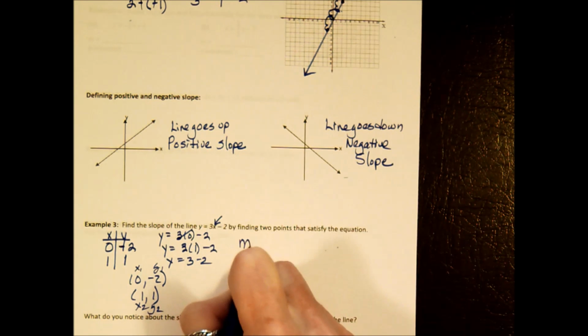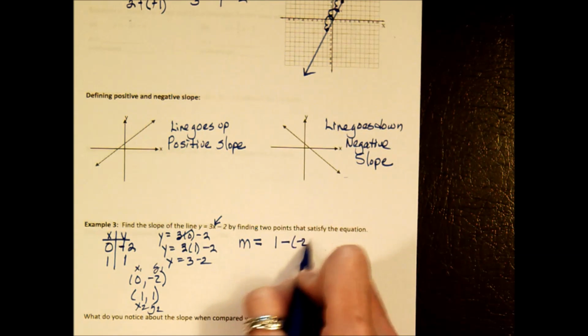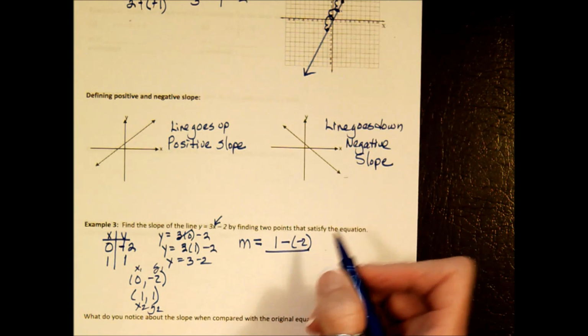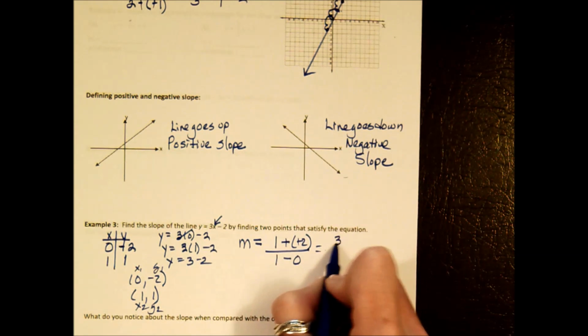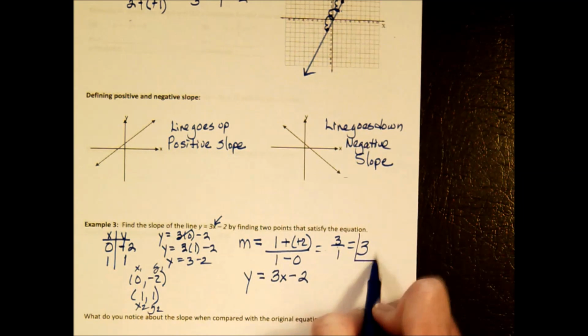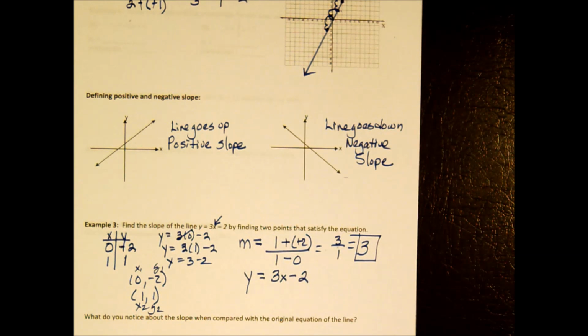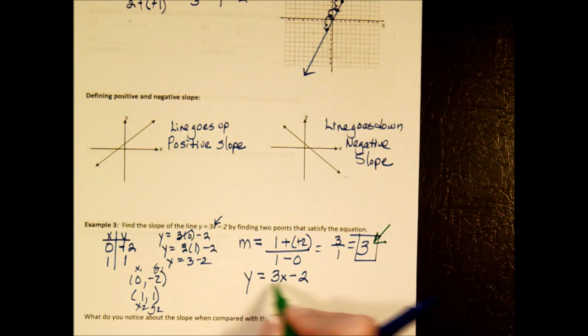So to find the slope between those 2 points, I'm going to use these 2 points now. It's going to be y2 minus y1 over x2, which is 1, minus x1, or 3 over 1, which is 3. Now that was kind of a lot of work. So let's go back and let's look at our equation again. Y equals 3x minus 2. Here is my slope.